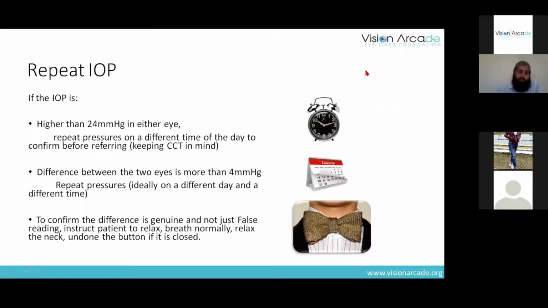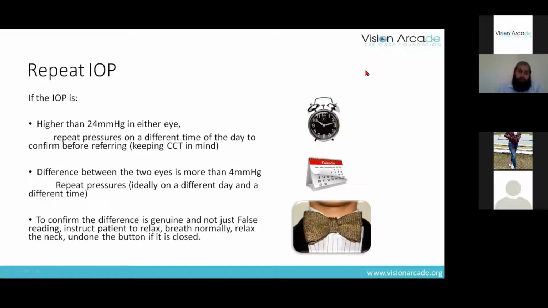For example, if a patient is coming to you at 9 o'clock in the morning and you have to repeat the test, try to repeat it in the afternoon on a different day, so that you get a nice variation, and also you can catch any fluctuation in the pressures.